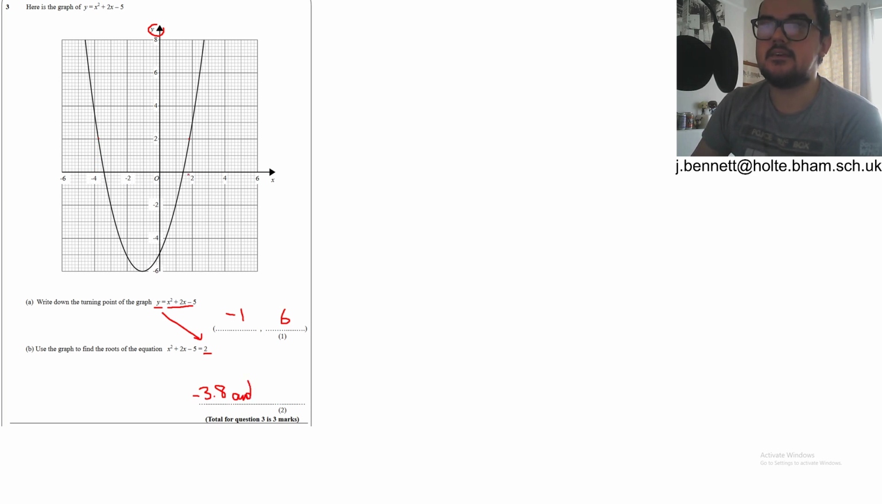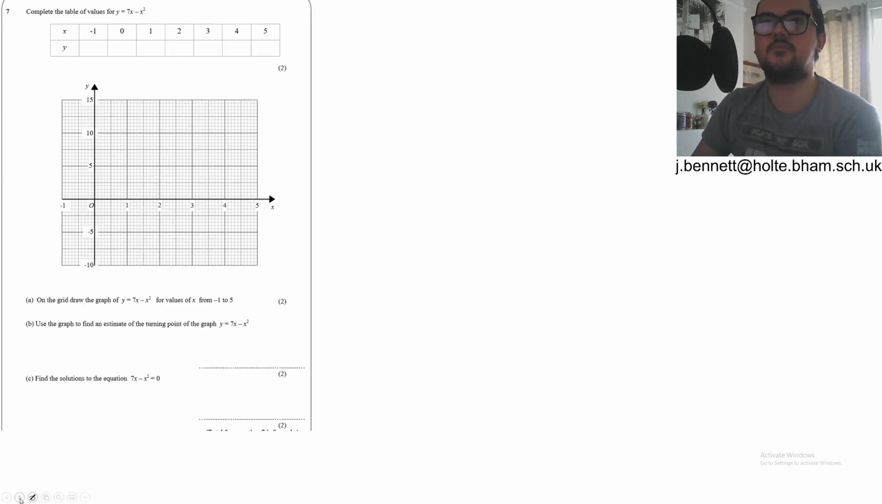And this is 1.8. If you just count the little increments across, and then you go up to where it joins the line, you can see it's just behind the 2, it's 1.8. So we go to the next question.